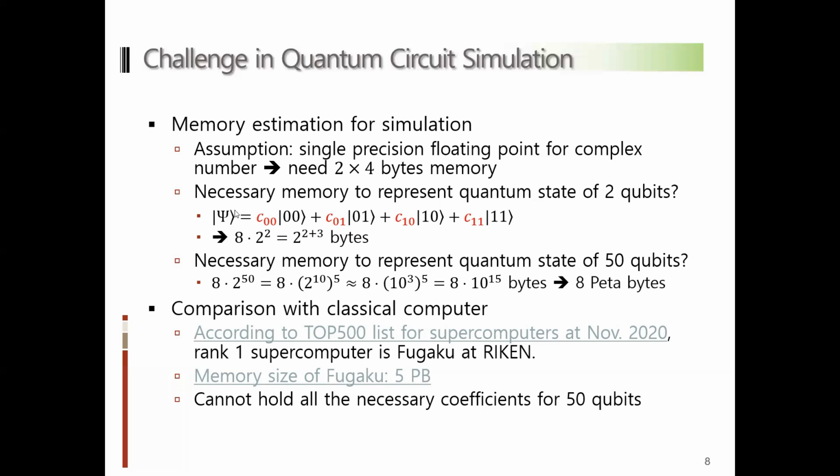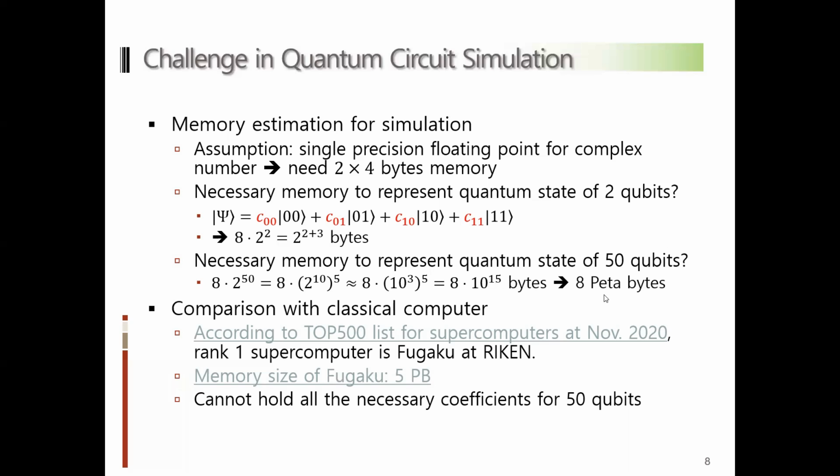And then how much memory do we need? We have to calculate like 8 times 2 to the second power. Then what about storing the quantum state of 50 qubits? Well, then we calculate in this way, and we know that this can be split this way, and 2 to the 10 is 1024, which is approximately 1,000. If we calculate in this way, then 10 to the 15 bytes corresponds to a petabyte.